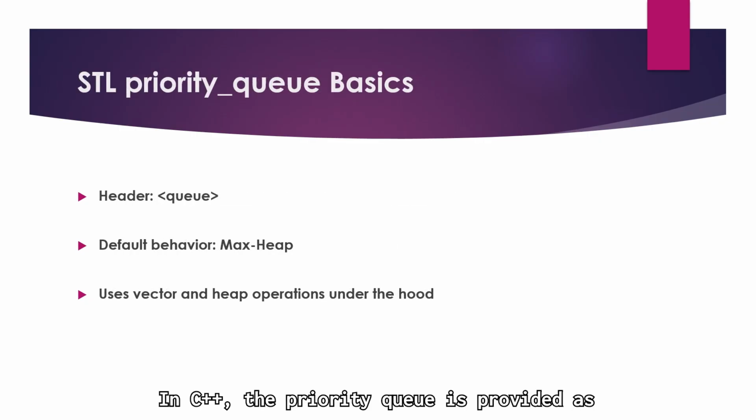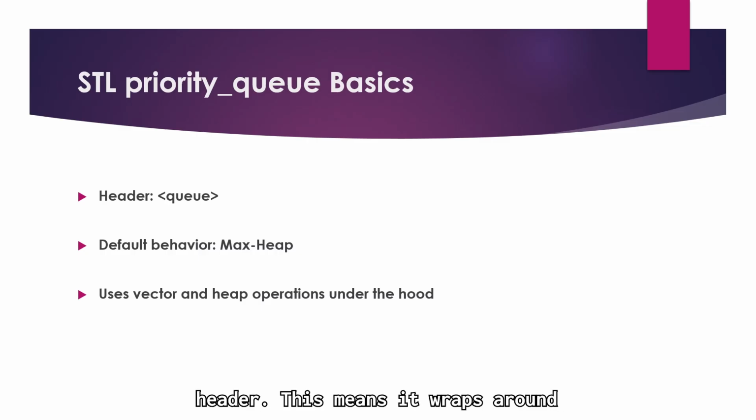In C++, the priority queue is provided as a container adapter inside the queue header. This means it wraps around another container, typically a vector, and modifies its behavior to prioritize certain elements. By default, it works as a max heap, so the largest element is always accessible at the top. This is done using the less<T> comparator, which gives precedence to higher values. All you need to do is declare a priority_queue<int> and start pushing elements into it. The heap property is maintained automatically.